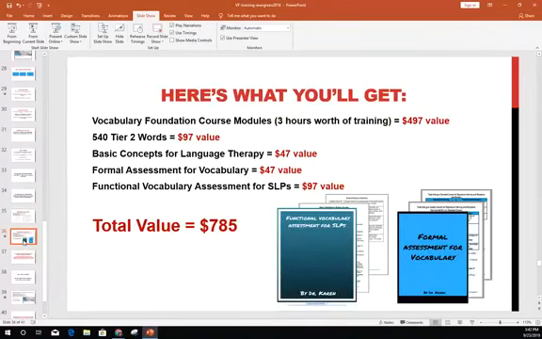Additionally, I'll also give you 2 different protocols. There is the formal assessment for vocabulary, which guides you through some different options as far as formal assessments out there, so formal standardized procedures, and then also a functional vocabulary assessment, which will guide you through a non-standardized procedure that you can use to track and progress monitor in your therapy.